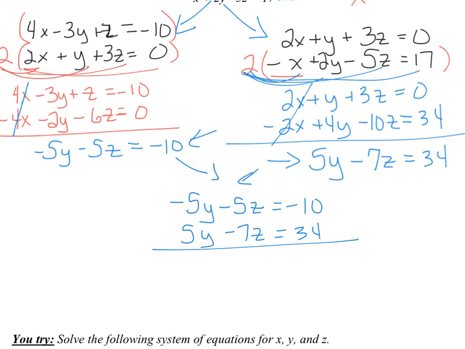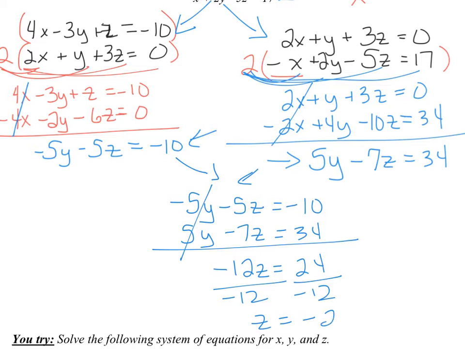What's nice, if I just add these up, these y's are just going to cancel right out, and I'm left with negative 12z equals 24. Divide by negative 12, and z is negative 2. So I got what z is. Go me. Woohoo! Now I need an x, and I need a y.